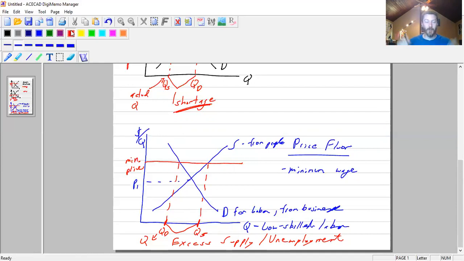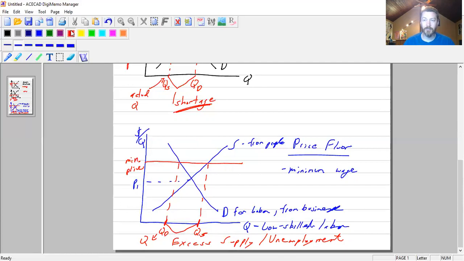It's just all the people who want to work but aren't able to find jobs in that area. So the minimum wage, assuming that it's binding, it creates permanent unemployment. That's a downside, that's a negative, that's a problem associated with the minimum wage.